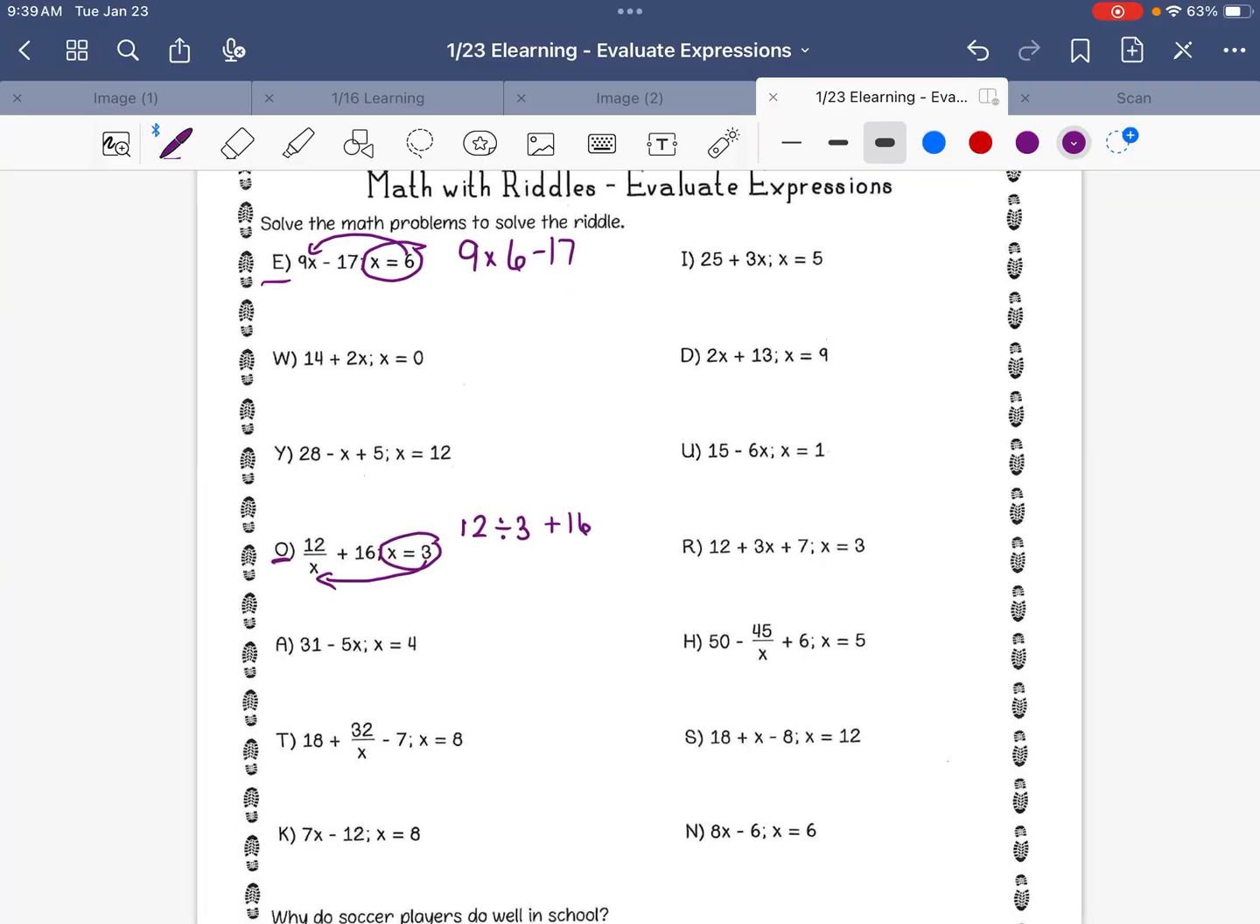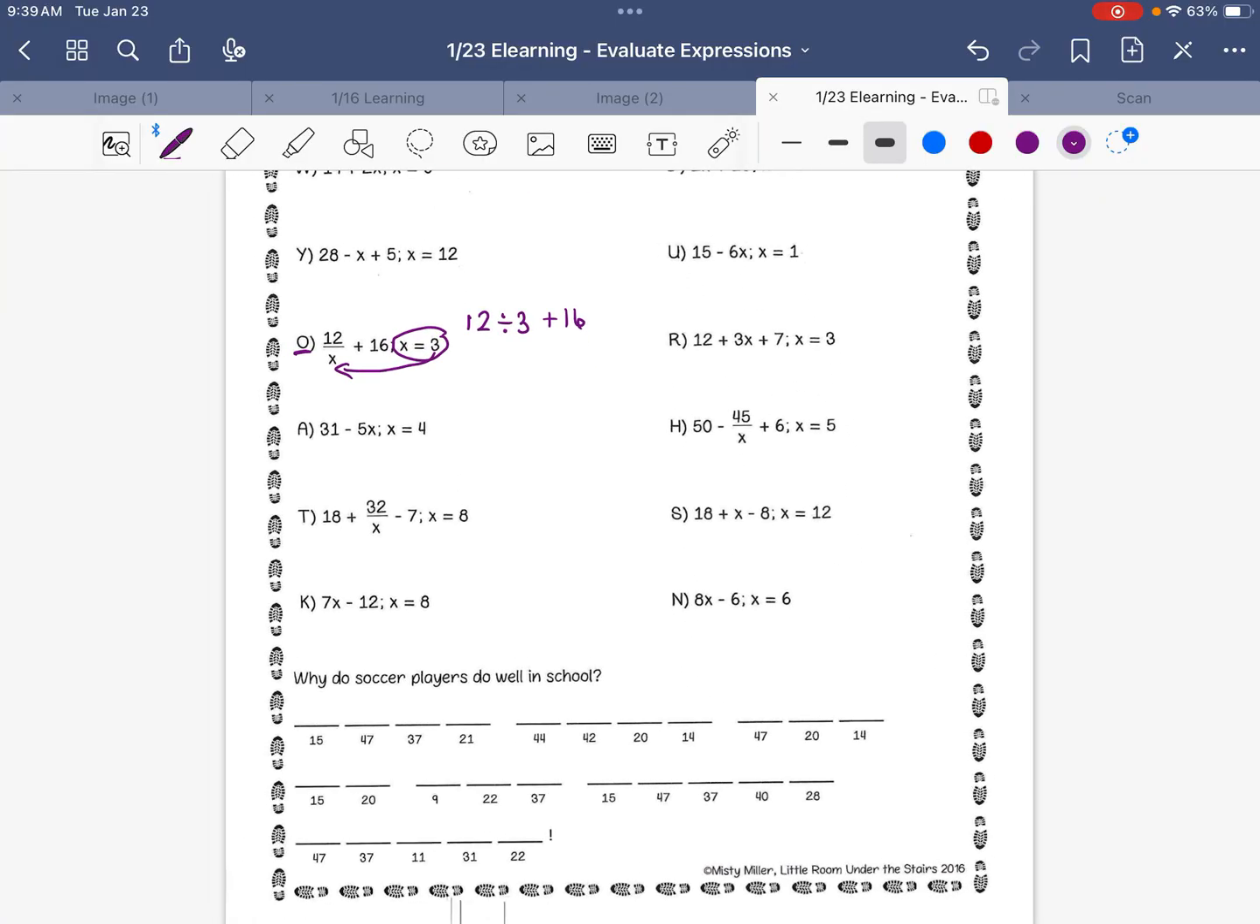So go ahead and complete the rest of the problems. Once you get done, you'll figure out why soccer players do well in school.